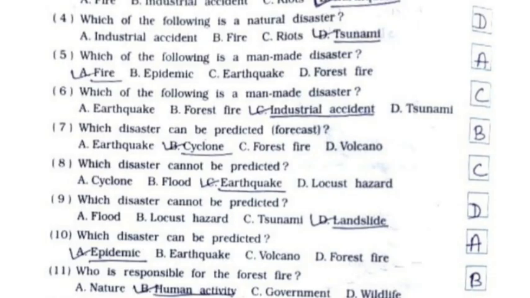Fourth, which of the following is a natural disaster? It's option number D, tsunami. Fifth, which of the following is a man made disaster? It's option number A, fire. Sixth, which of the following is a man made disaster? It's option number C, industrial accident.